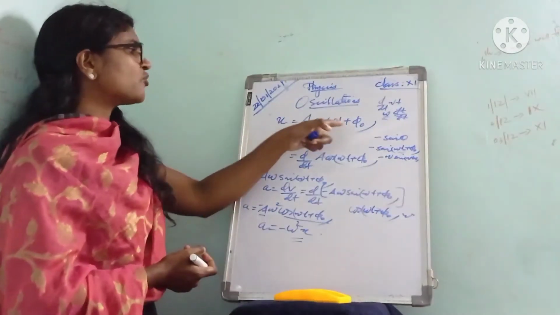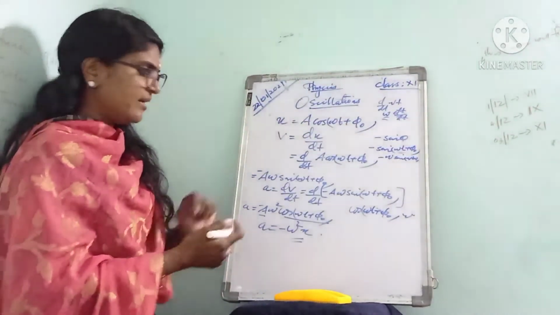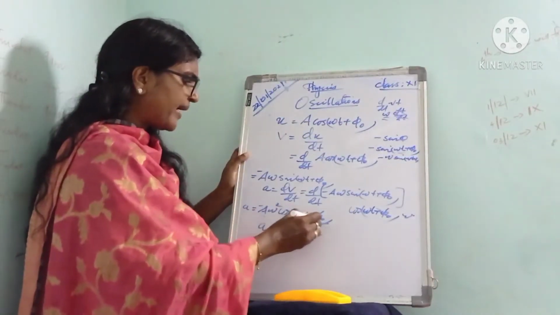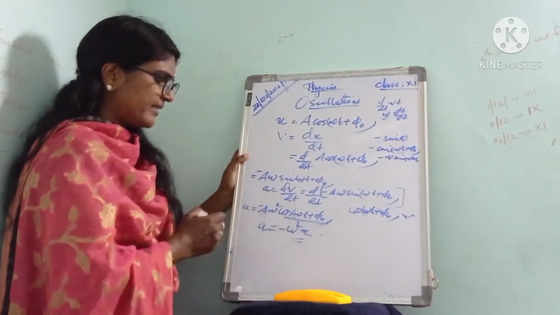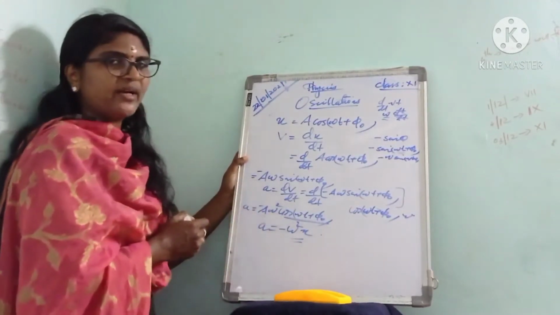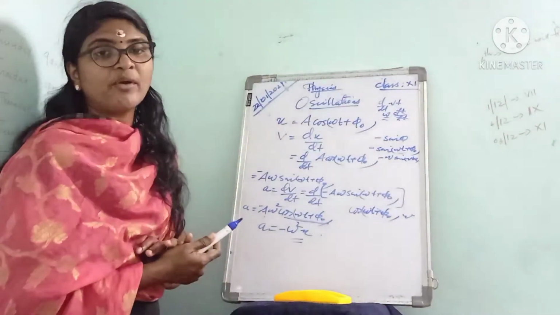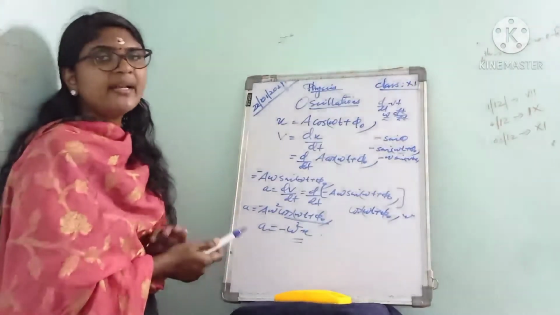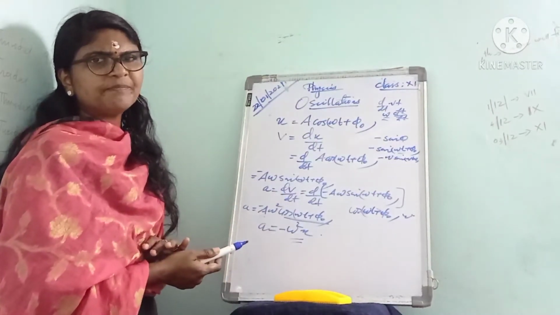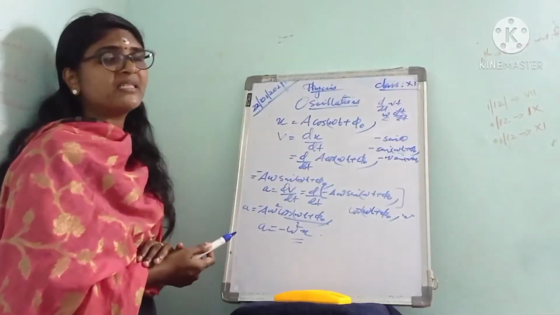But you know, A cos(omega t plus phi 0) is x. So instead of A cos(omega t plus phi 0), we can write x. Then the remaining is minus omega square. So we get acceleration a equal to minus omega square x. Minus omega square x. Okay, all of you got it? Then we can discuss the special cases.